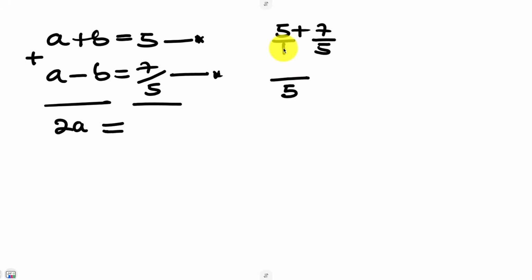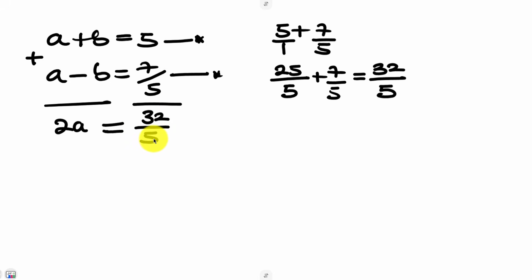And as I multiply the denominator by 5, I should do the same to the numerator. So 5 times 5 is 25. That is it. So plus 7 all over 5. So now that the denominators are the same, I can just write it, 5. Then I add the numerators. 25 plus 7 is 32. So I have 32 all over 5.